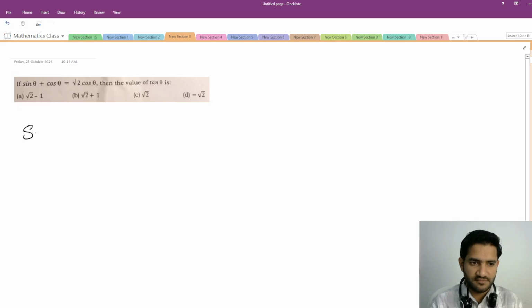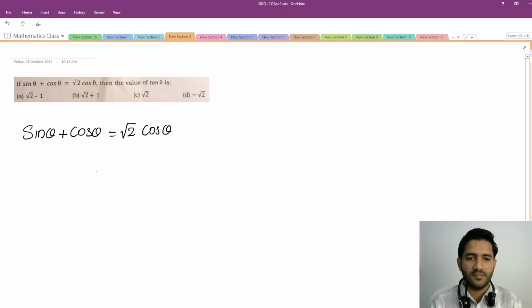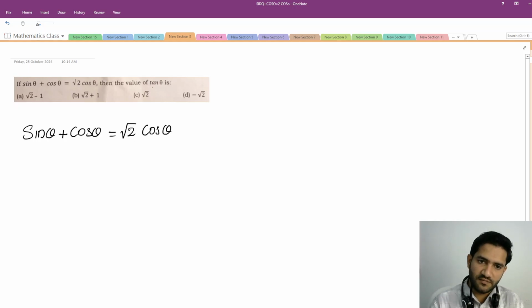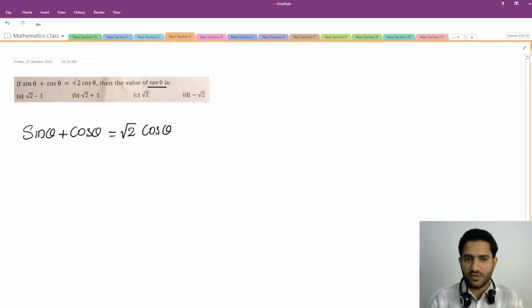Sine theta plus cos theta equals root 2 cos theta. In trigonometry, we can use so many methods and results. Here we need to find the value of tan theta. Sine is there, cos is there, root 2 cos is there.